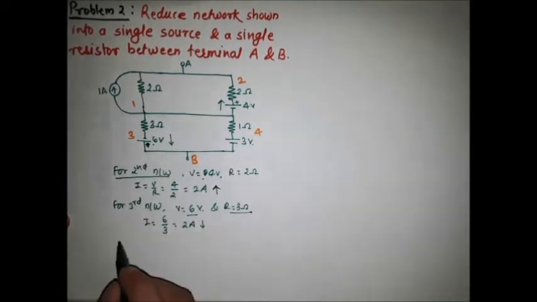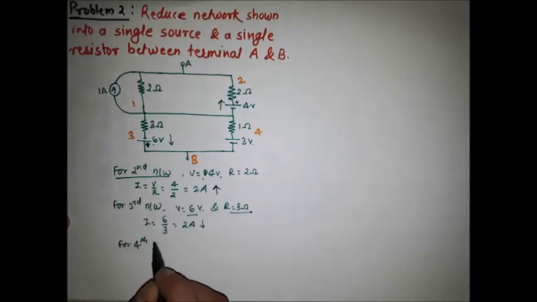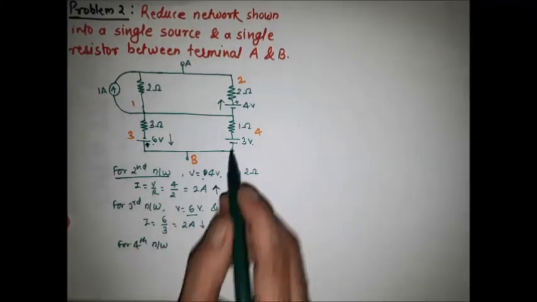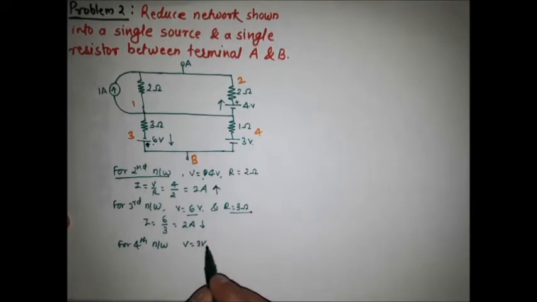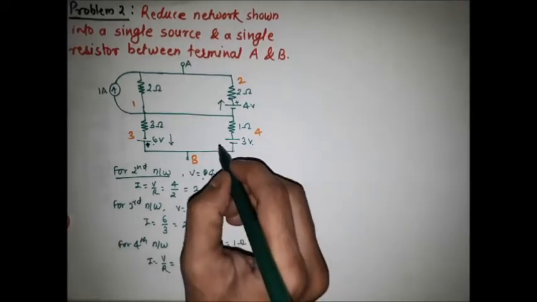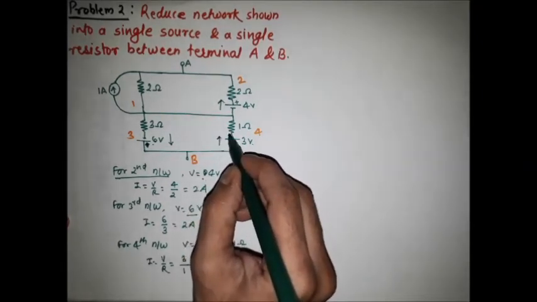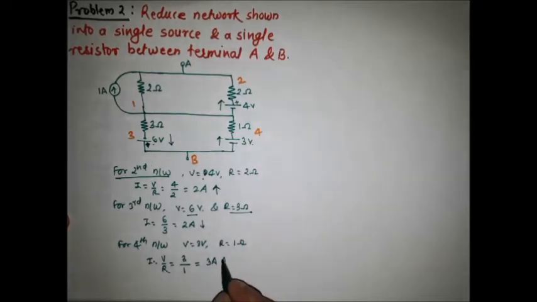Then for the fourth network, V is equal to 3 volt and R is equal to 1 ohm. So I is equal to V upon R and it is equal to 3 divided by 1, which is equal to 3 ampere, and the direction will be like this because the positive terminal is at the higher level. So simply the direction is like this.